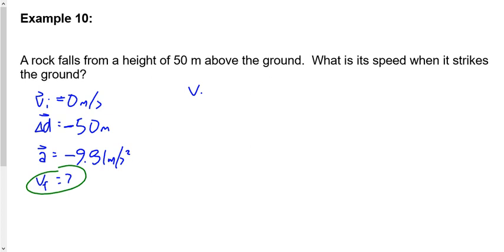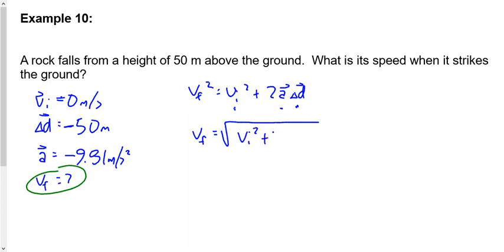Maybe I say VF squared is equal to VI squared plus 2AD. I have VI, I have A, I have D. This one looks like it's going to work. We're going to say VF, get rid of the square sign there by square rooting, is equal to the square root of VI squared plus 2AD. VF is equal to the square root of, VI is 0 plus 2 times negative 9.81 times negative 50.